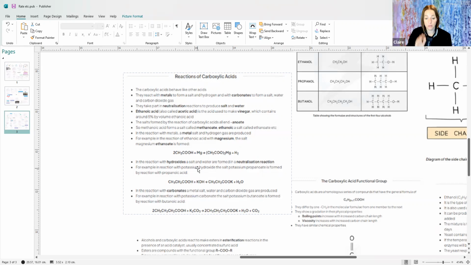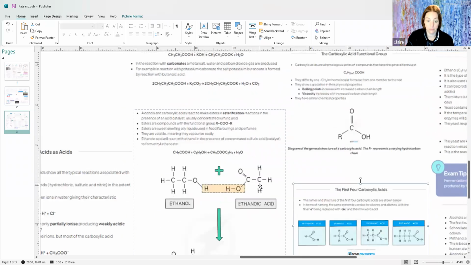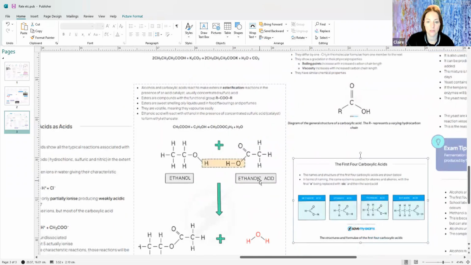Yeah, always remember the carbonates. You've got that extra carbon, so carbon dioxide is produced as well as water. Okay, and if it is just a metal on its own, it is just hydrogen. If it's a metal hydroxide, you've got water. If it's a carbonate, you've got water and carbon dioxide. Bit of a revision for other modules here.